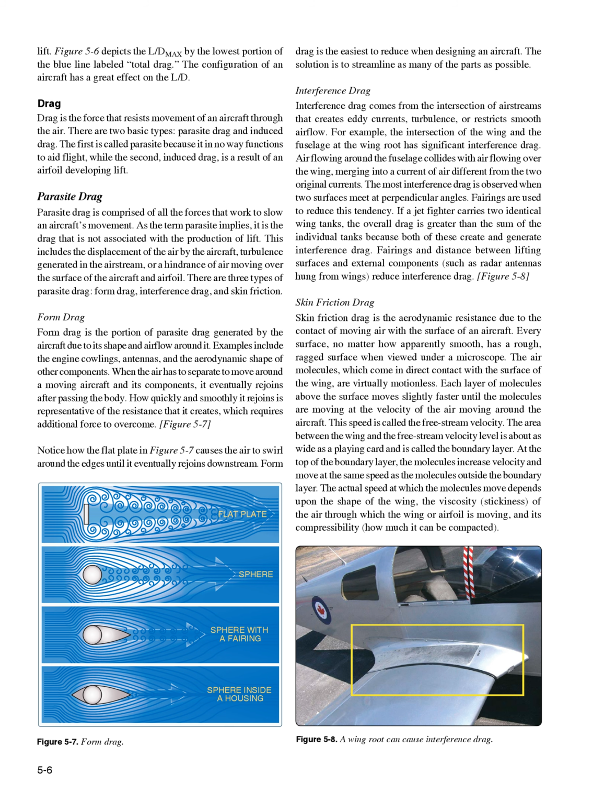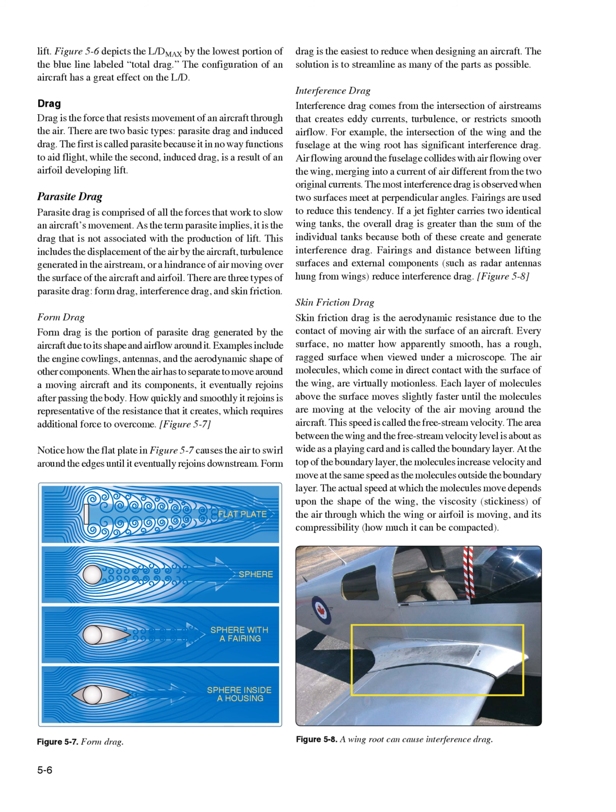Every surface, no matter how apparently smooth, has a rough, ragged surface when viewed under a microscope. The air molecules, which come in direct contact with the surface of the wing, are virtually motionless. Each layer of molecules above the surface moves slightly faster until the molecules are moving at the velocity of the air moving around the aircraft. This speed is called the free stream velocity. The area between the wing and the free stream velocity level is about as wide as a playing card and is called the boundary layer.